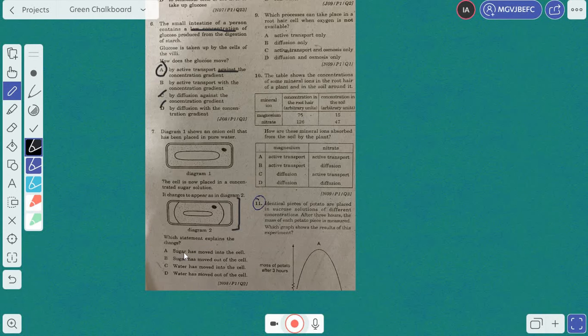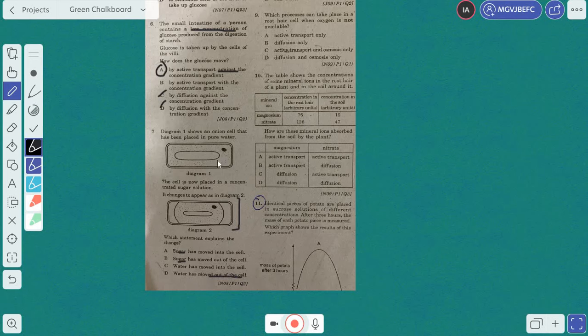So definitely the sugar has not moved. Why would the sugar increase the size of the cell? The sugar remains in the water. It's dissolved. It's the water that's moving. Though you can say the water is carrying the sugar, because if it is a simple sugar, the simple sugar is dissolved in the water. But if it's a complex sugar or a disaccharide, then that's not dissolved in water. Anyway, so water has moved into the cell. No, wait, it has not moved into the cell. It has moved out of the cell.